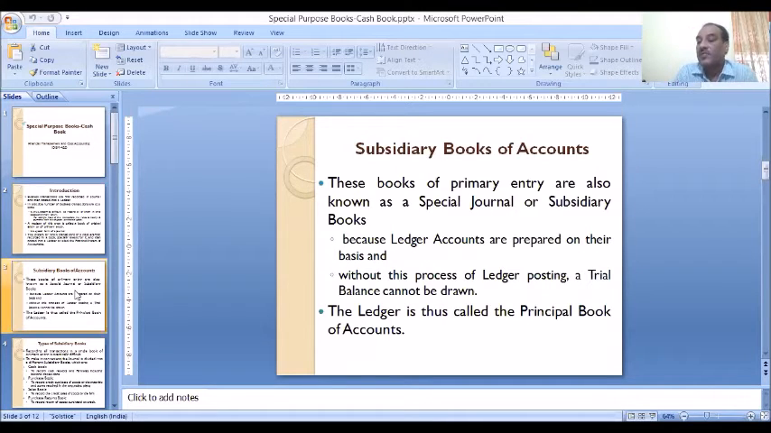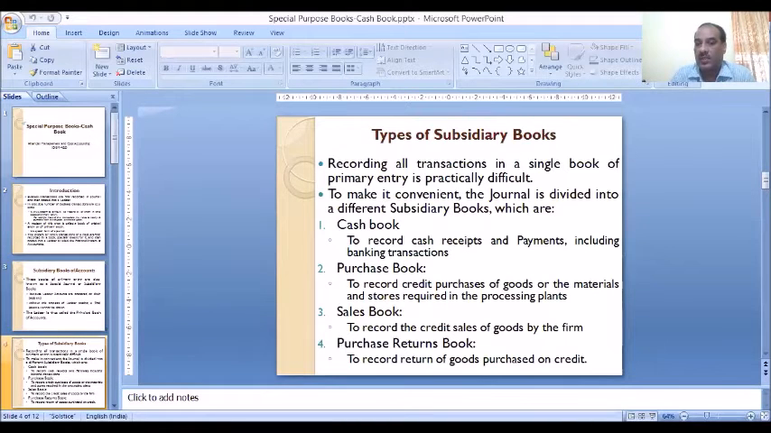Then we have subsidiary books of accounts, which are the cash book. So what is the cash book? Cash books are maintained to record cash receipts and payments. All those receipts and all those payments which are in cash are maintained in the cash book, including banking transactions. So organizations maintain the cash book to record the cash transactions as well as the banking transactions. Whatever amount they have deposited in the banks or withdrawn from the banks is also maintained in the cash book.